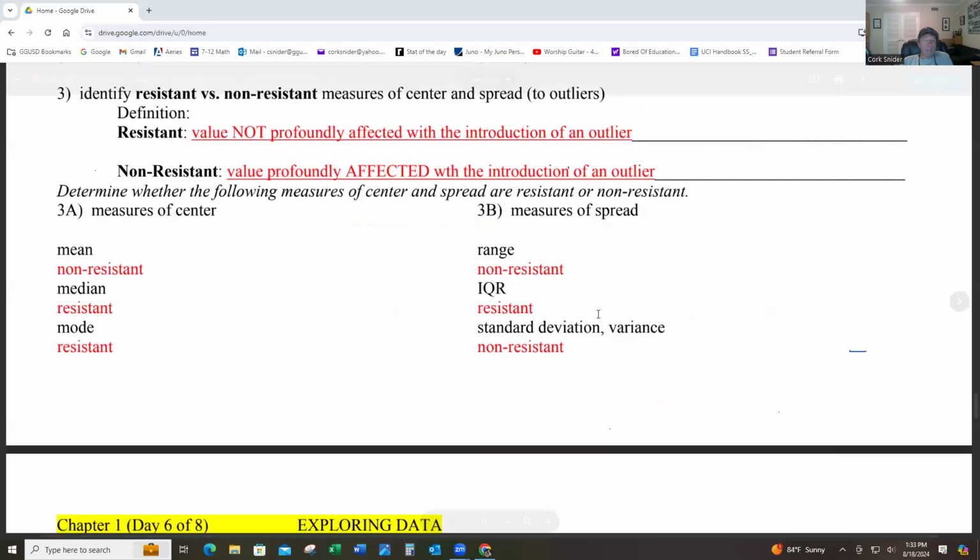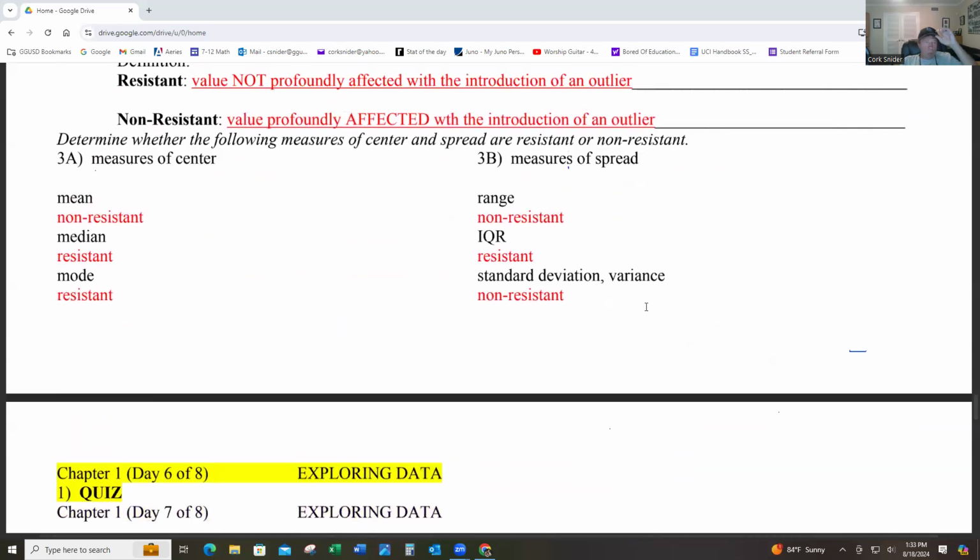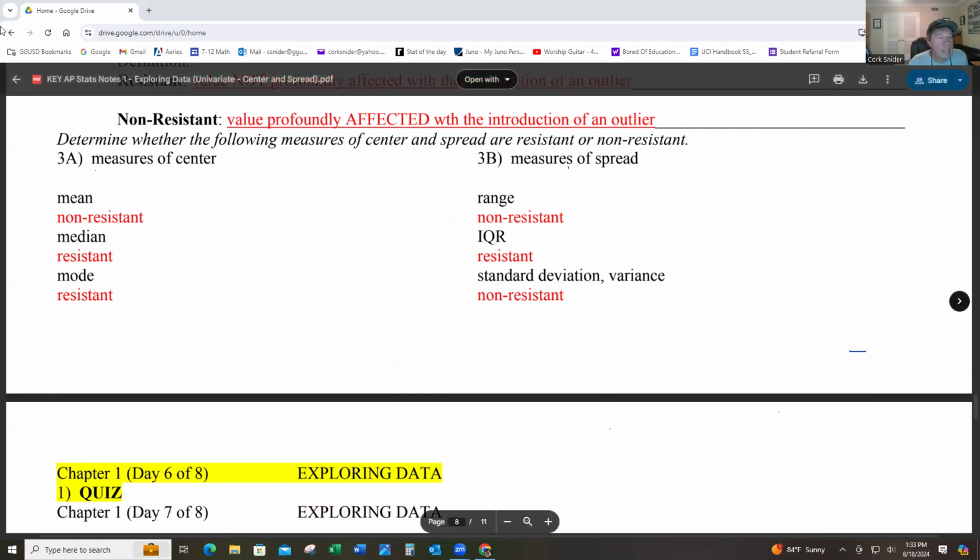Now, resistant, non-resistant. This is the end of the lesson here. Resistant means the values are not profoundly affected when there's an outlier. So these are the items that are non-resistant. The mean is non-resistant for sure. The range is non-resistant, and the standard deviation is non-resistant, and the variance. When you add a crazy big or a crazy small number, those numbers will go nuts.